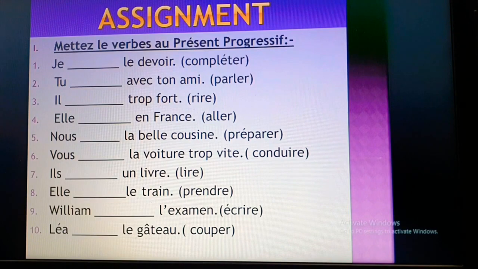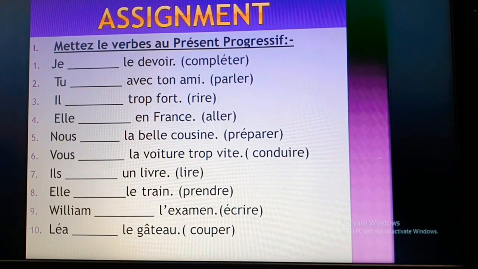So the first one is "je dash le devoir". Compléter is the verb. Next is "tu dash avec ton ami", parler is the verb. "Tu dash trop fort", trop fort with rire means you laugh aloud. Then the fourth one says "elle dash en France", aller. "Nous dash la belle cuisine", preparing beautiful or amazing dishes, French delights or Indian delights, whatever it may be.